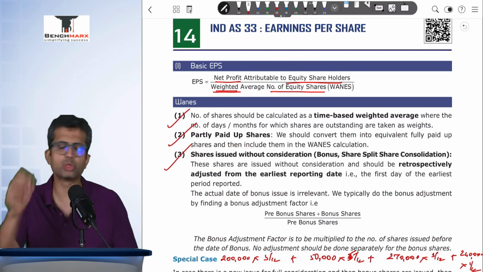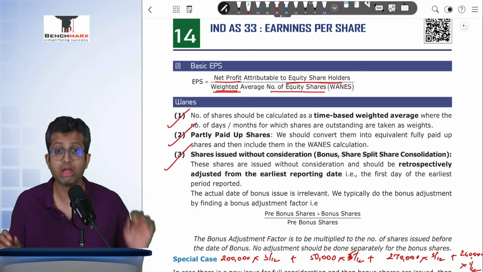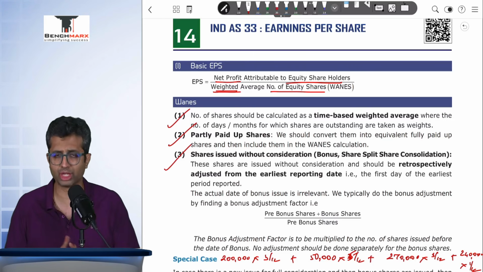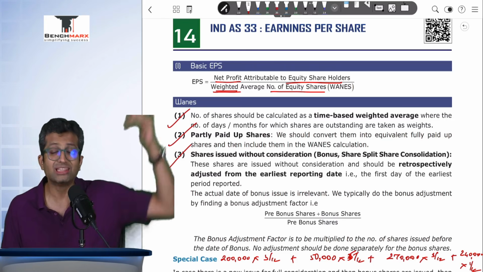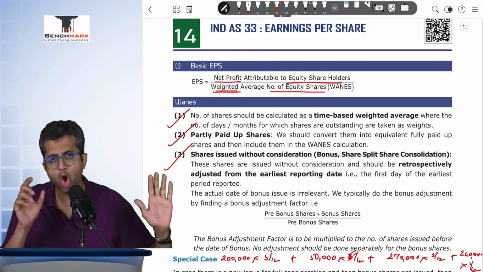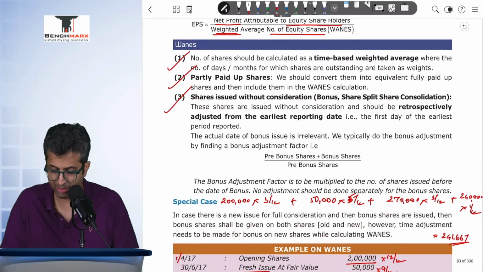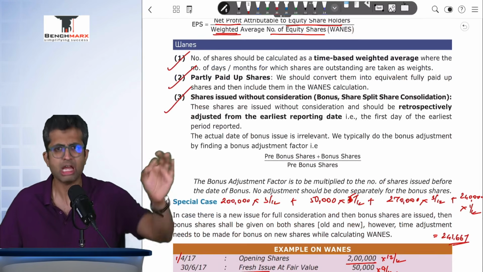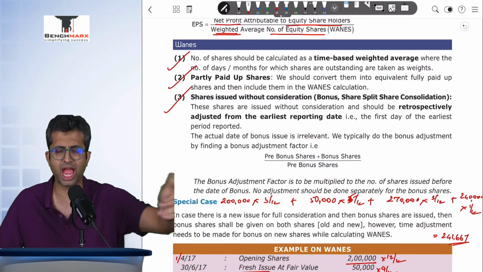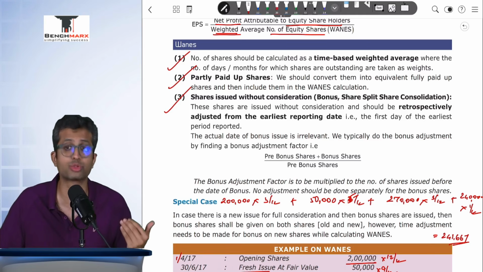So the date when these issues happen, whether it is bonus, share split, etc., is irrelevant. So when will you adjust these bonus shares or share split? You will take them retrospectively from the earliest reported date or the date when the original shares were issued, whichever is later. Like for example, if there was a bonus issue done somewhere during the year, let's say there were 1,000 shares in existence for the entire last year, and during the current year a 1:1 bonus is given. So 1,000 and another 1,000 becomes 2,000 shares.